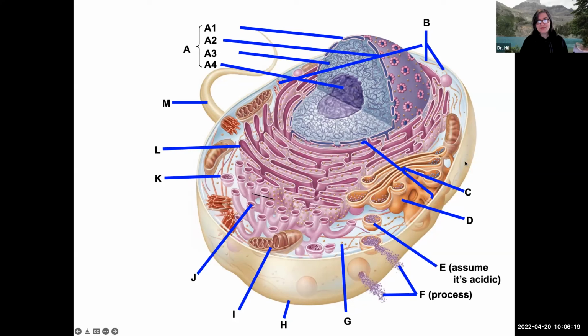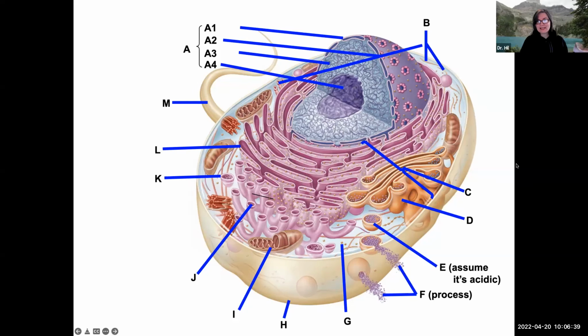B is pointing to a number of things that don't all look identical, and they look like little strings or tubes. Nicole, what do you think that is, if you have a guess? I think it's the cytoskeleton. Yes, and that would be a good guess.